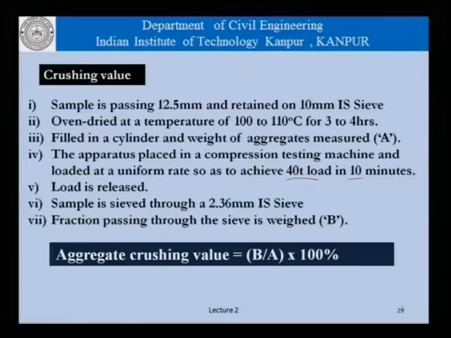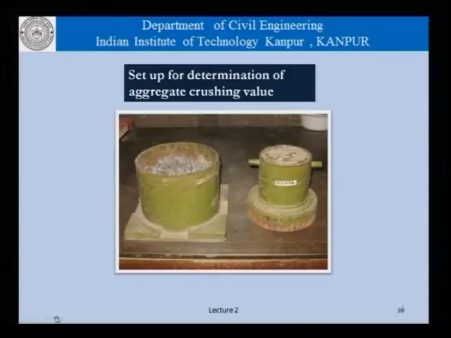So, the rate of loading is also specified. The load is released and the sample is sieved through a 2.36 mm IS sieve, and the fraction passing through that sieve is measured, and that is how we get the crushing value of the aggregates as B divided by A into 100. And this is the setup which is used for determining the crushing value.